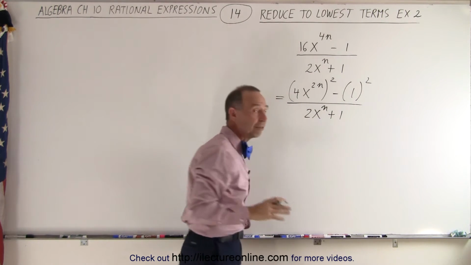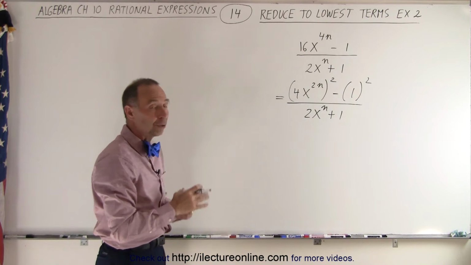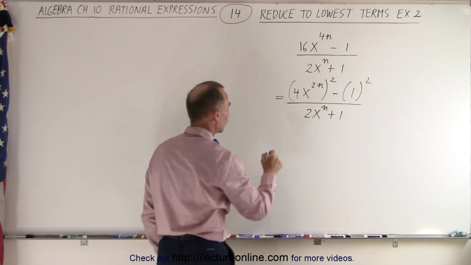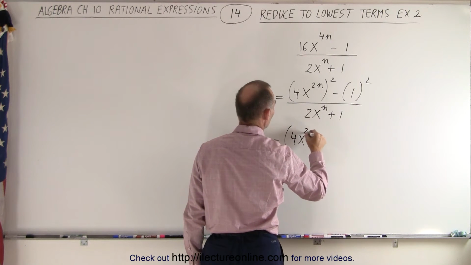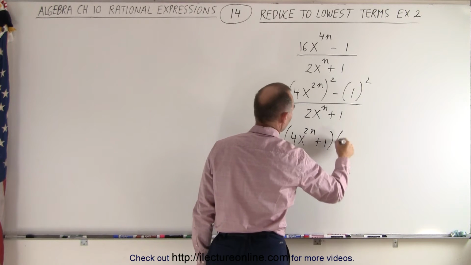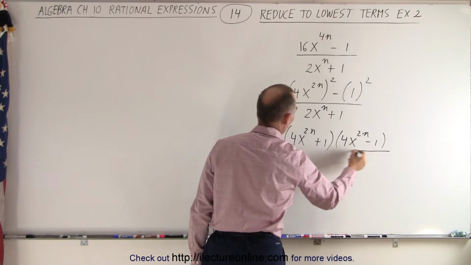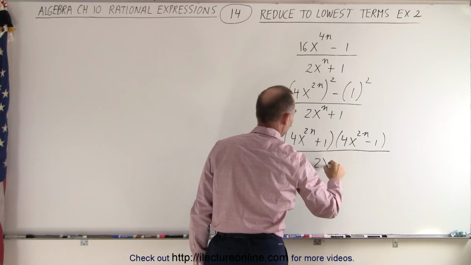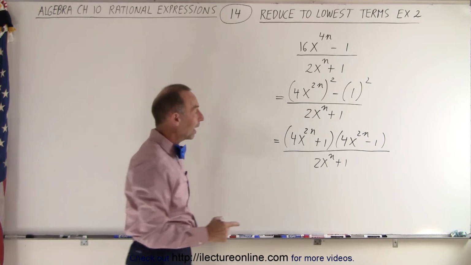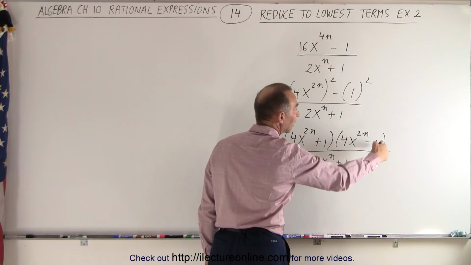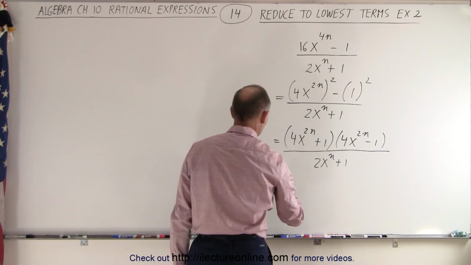But now, since we have the difference of squares, we can write that as the product of two binomials with a plus and a minus sign as follows. This can be written as 4x to the 2n plus 1 times 4x to the 2n minus 1, all divided by 2x to the n plus 1. And then again, notice that this binomial here is the difference of squares again. That can be written as follows.